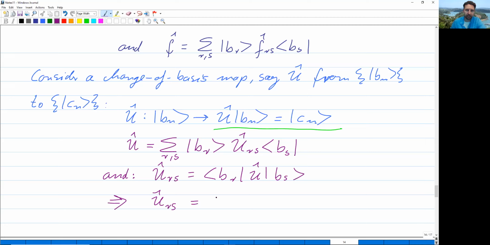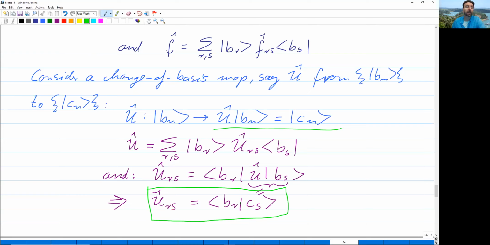So therefore we have that U hat RS is equal to BR, and then what is this? This is CS. All right. So this is what we have now discovered, namely that the matrix elements of the change of basis linear map are just given by the overlap, by the inner product of the new and the old bases.